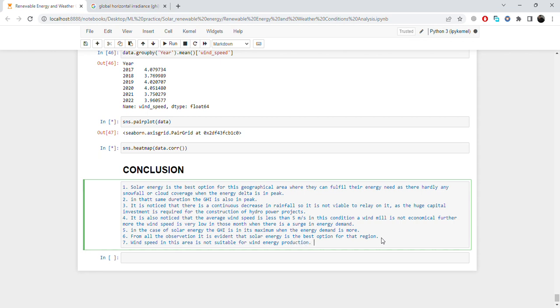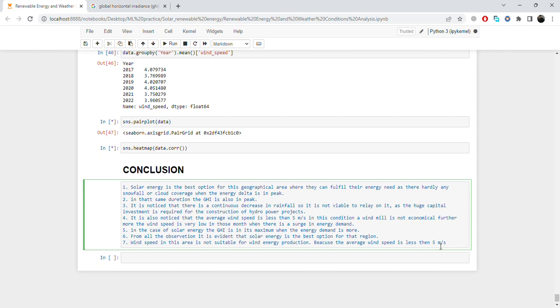Why? Because the average wind speed is less than 5 meters per second. Okay, it's not 5 kilometers per second, it's meters per second.